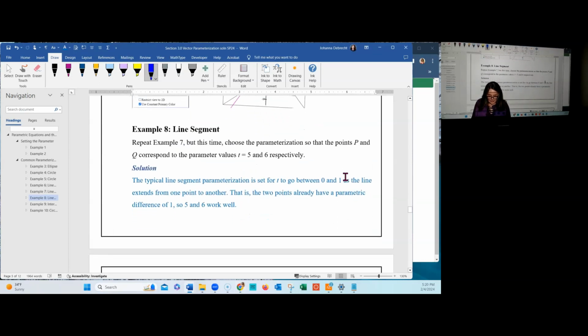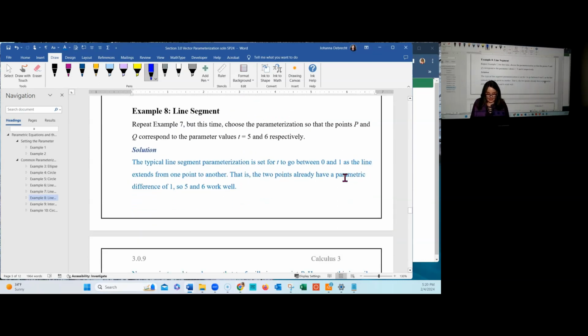All right, let's repeat example 8, but this time we're going to choose the parameterization differently. We still want to plot between the 2 points, 1, 5 and 8, 15. But instead of going between 0 and 1 for the parameterization, we want to go from 5 to 6. Now, 5 to 6 is a decent choice because the difference between 5 and 6 is the same as the difference between 0 and 1. If not, I would have to make a further adjustment for it. So 5 to 6 works pretty well too.